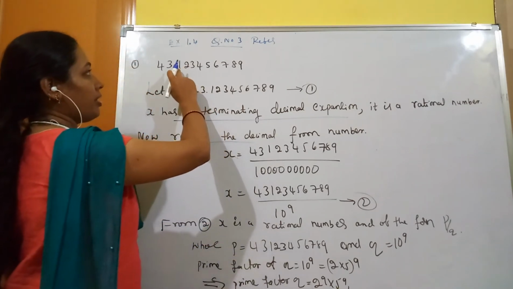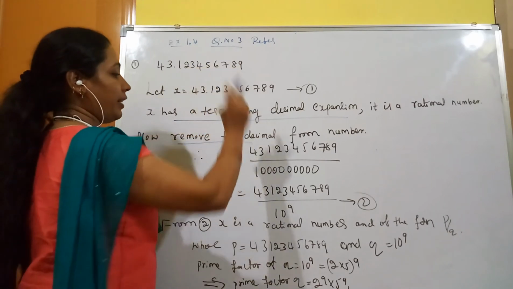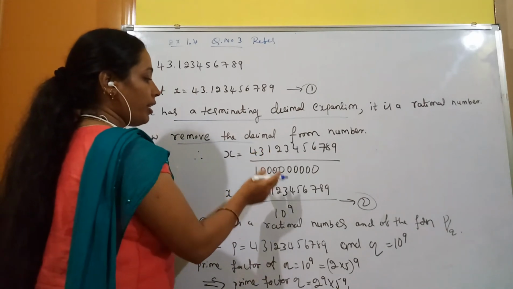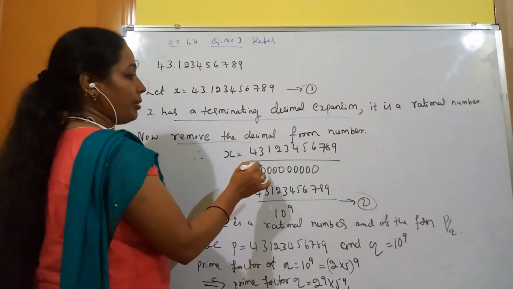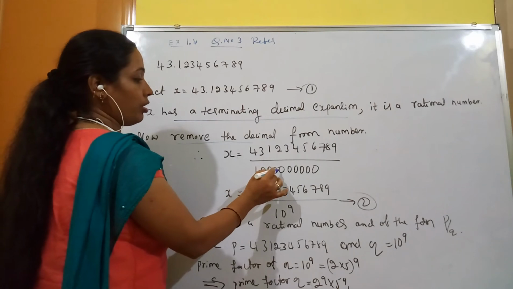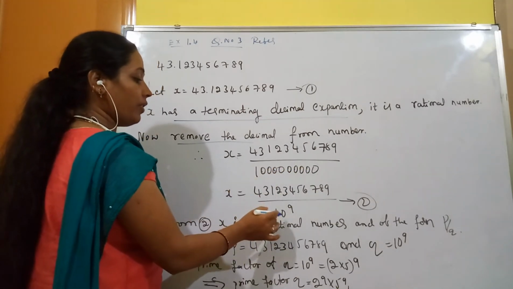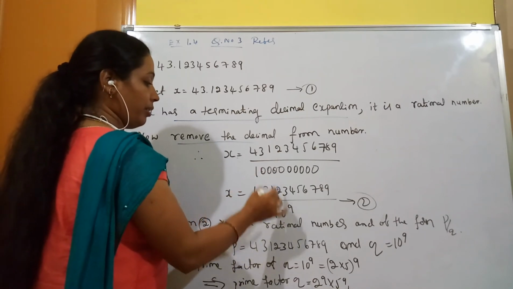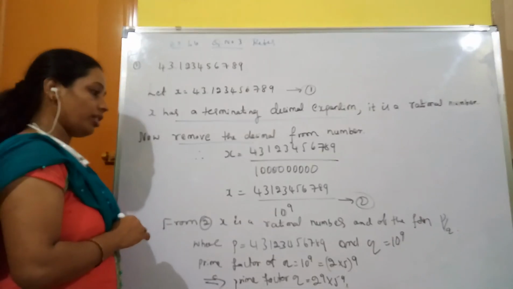How many decimal places are there after the point? 1, 2, 3, 4, 5, 6, 7, 8, 9. We have 9 decimal places. Remove the point and write the number without the decimal. 9 decimal places means we have to put 9 zeros in the denominator: 1, 2, 3, 4, 5, 6, 7, 8, 9. Expressing this in exponential form, we write this number as 10 to the power of 9. Call it equation number 2.